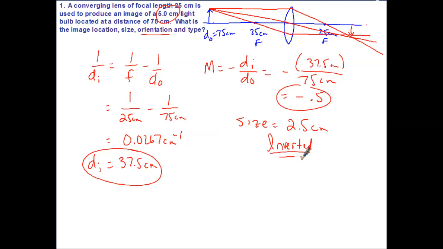Okay, and last thing, type. It is a real image. The light rays actually do converge there. Okay, so that's the first example. Let's take a look at the second one here.